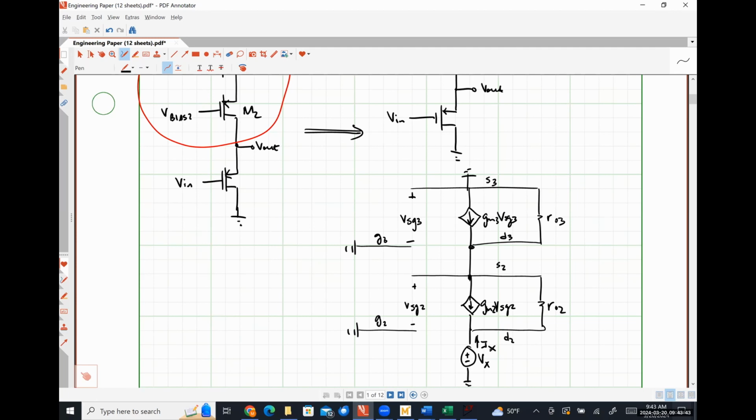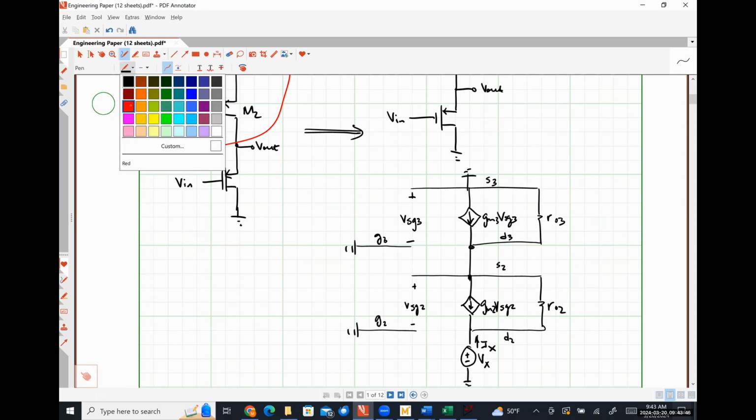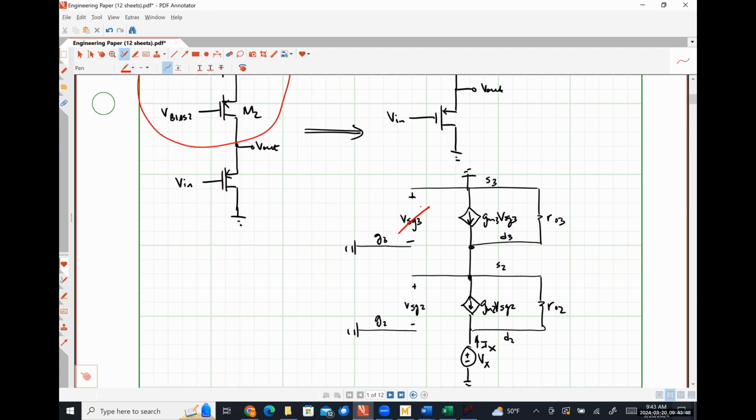So the first thing that we can observe is that VSG3 is just 0 volts because the source and the gate for that transistor are at AC ground, which means this guy is an open circuit, and so we just get an R03 from up there.